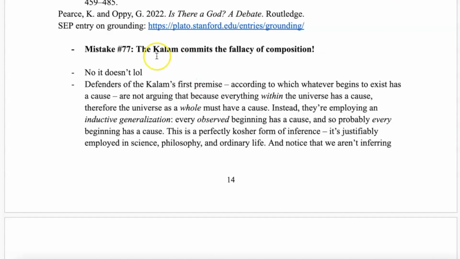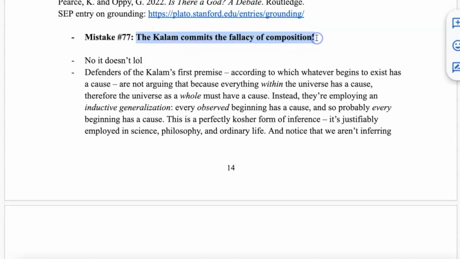Alright, mistake number 77, the Kalam commits the fallacy of composition. No, it doesn't, okay? It just doesn't. Stop. Defenders of the Kalam's first premise, according to which whatever begins to exist has a cause, are not arguing that because everything within the universe has a cause, therefore the universe as a whole must have a cause. Instead, they're employing an inductive generalization. Every observed beginning has a cause, and so probably every beginning has a cause. This is a perfectly kosher form of inference.